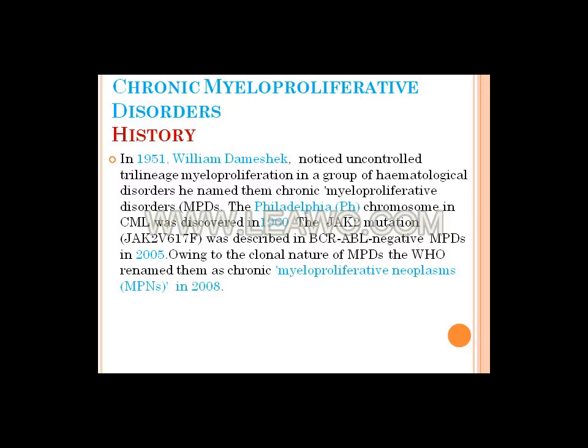Then in 1960, the Philadelphia chromosome was discovered in chronic myeloid leukemia. The JAK2 mutation was described in BCR-ABL negative myeloproliferative disorders in 2005. In 2008, the WHO renamed the chronic myeloproliferative disorders as myeloproliferative neoplasms owing to their clonal nature.